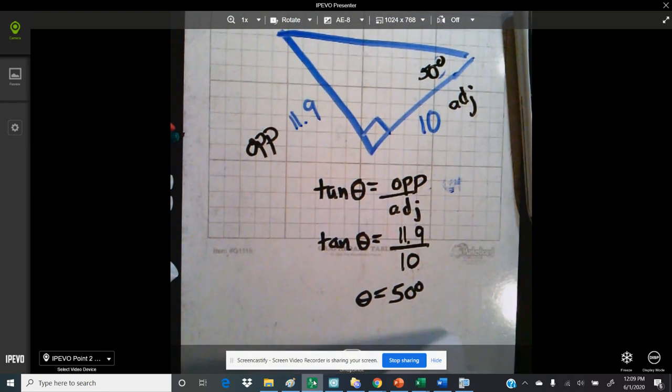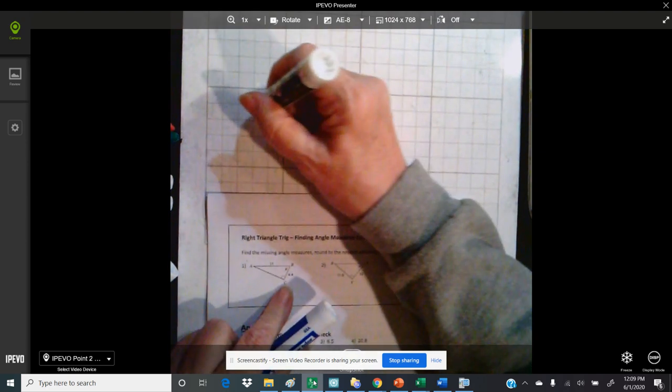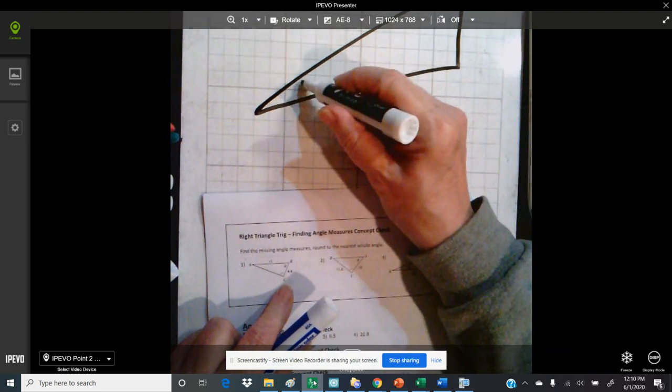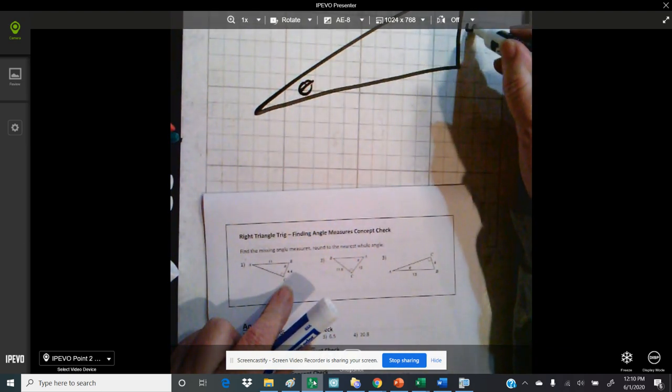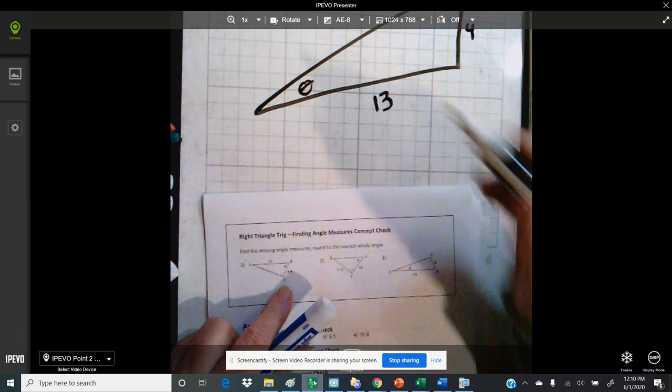And let's do number 3 on the concept check just to make sure. So here I have a triangle that looks like this. Here's my right angle. Oops, I didn't draw that well, but this is the angle I'm looking at. They know that this is 4 and this is 13.